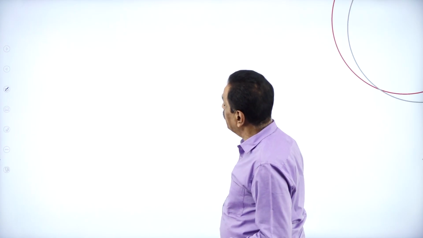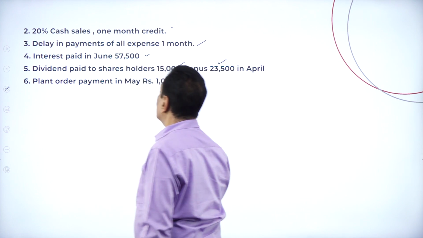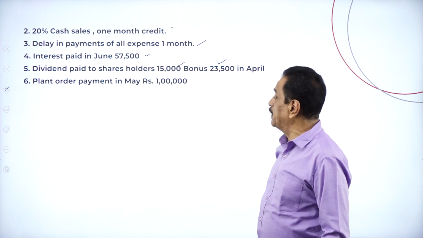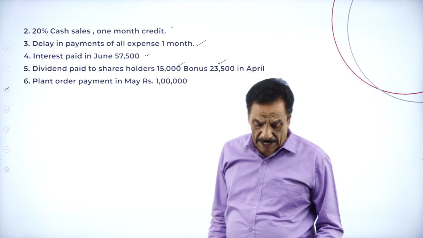Because here a heavy expenditure we can come across. Plant order payment in May is 1 lakh. This is a heavy payment. That's why we enjoy the bank overdraft facilities.